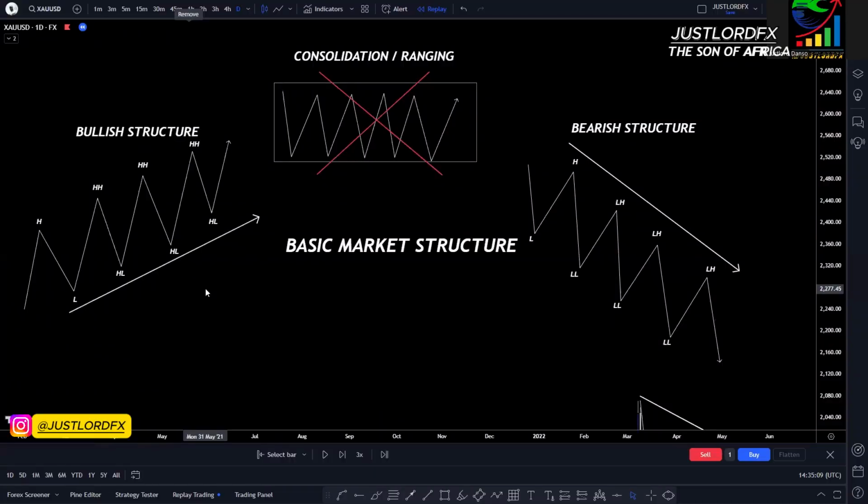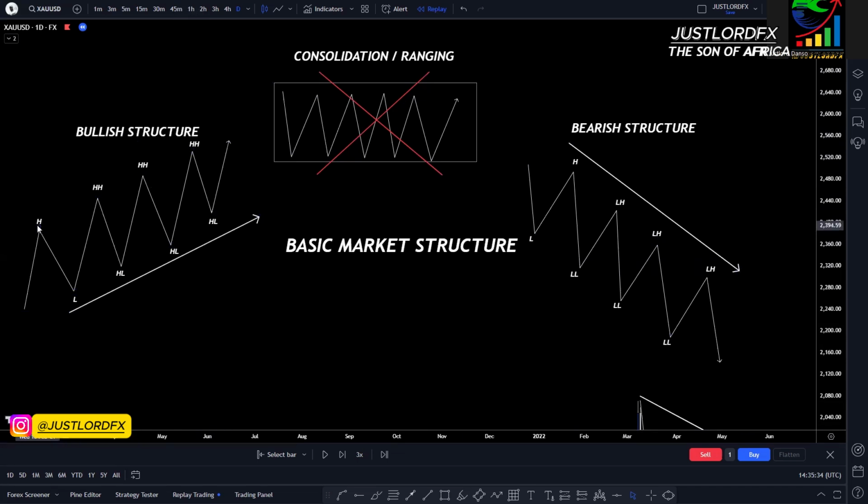These are the three phases that I mentioned: the bullish market structure, the bearish market structure, and the third one is the consolidation, or when the market is ranging. At this point, you have to stay away. So today we are not focusing on consolidation or the market ranging. We are only paying attention to bullish market structure and bearish market structure. So this is how it looks.